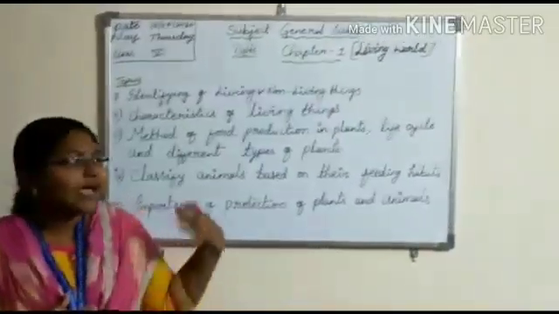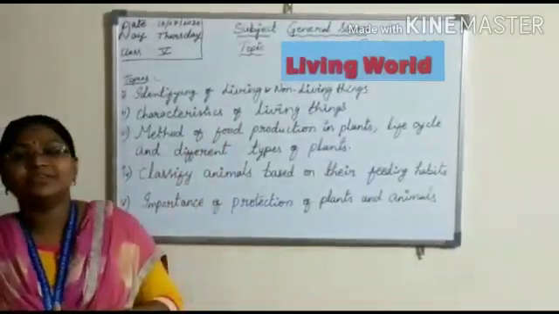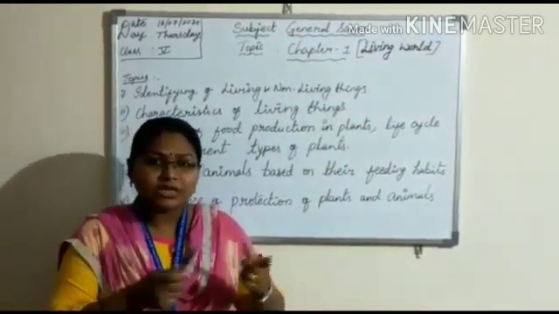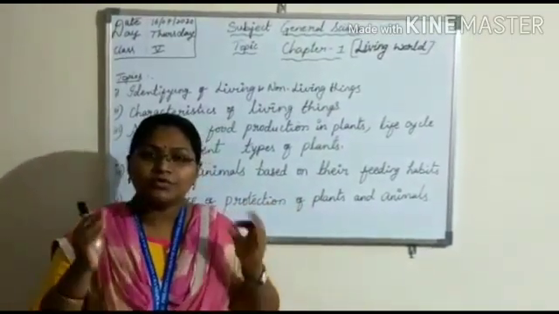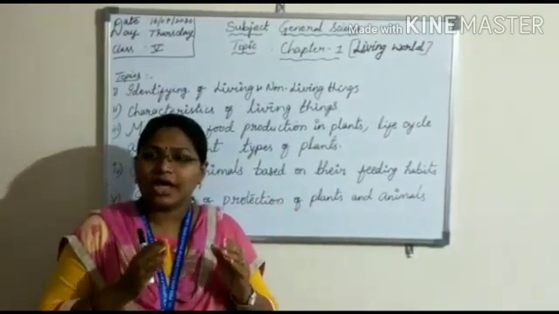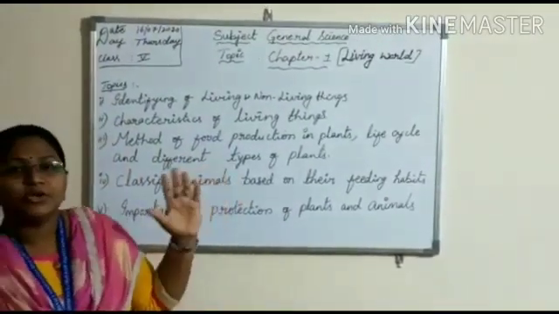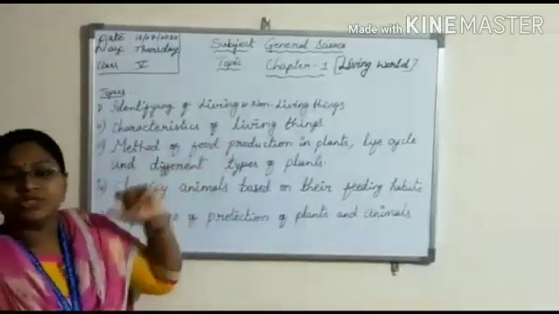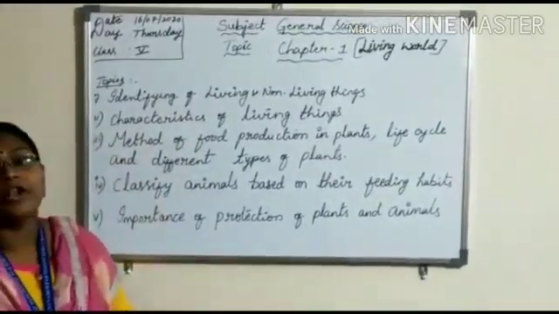So this is why I am saying environment diversity. Today I am going to give some introduction about your first chapter, living world. Living world means the particular area we are living in, the surroundings around us, which we call the living world. Wherever we are living, what our surroundings contain, what is around us, we will learn about that today. Before going to the lesson, you want to know some important topics that belong to this living world lesson. One is identifying living and non-living things.